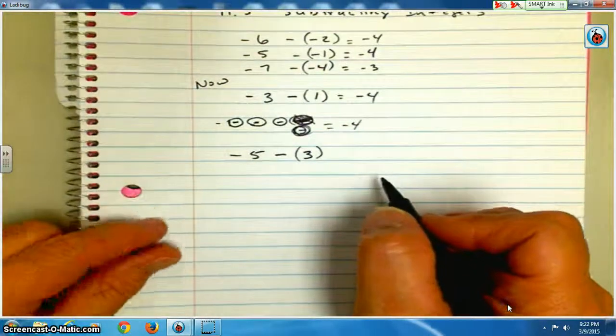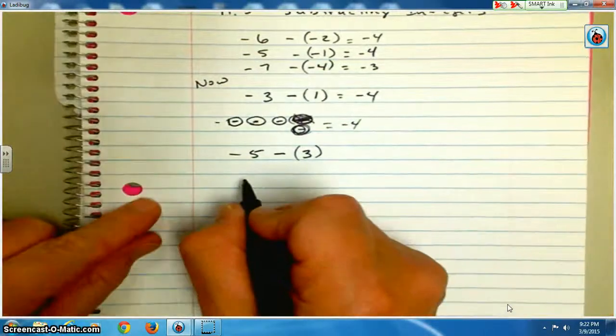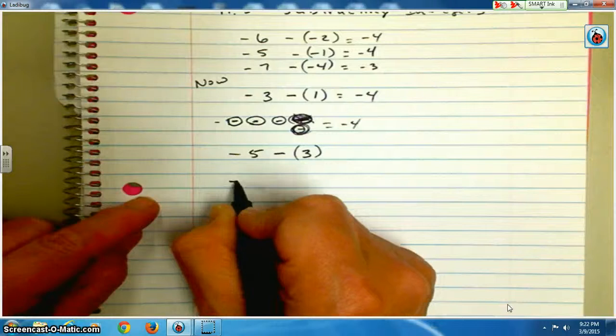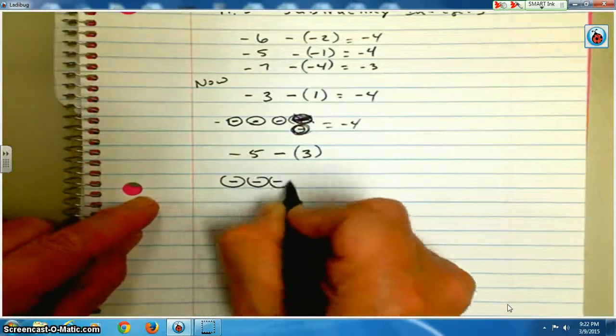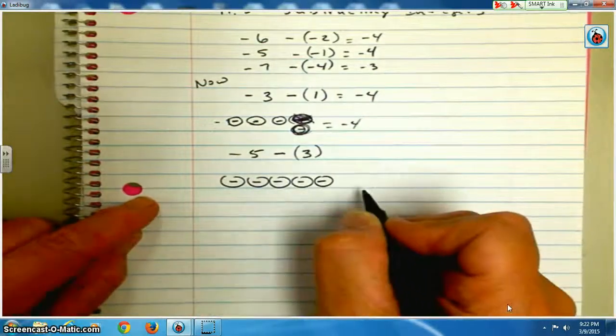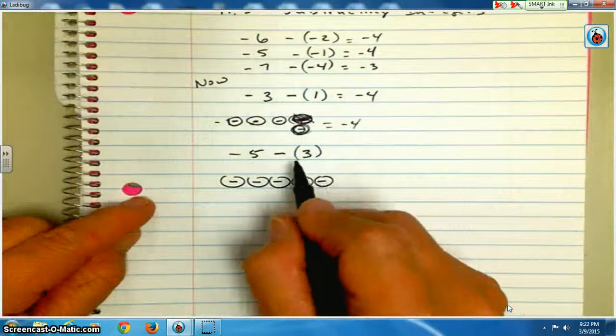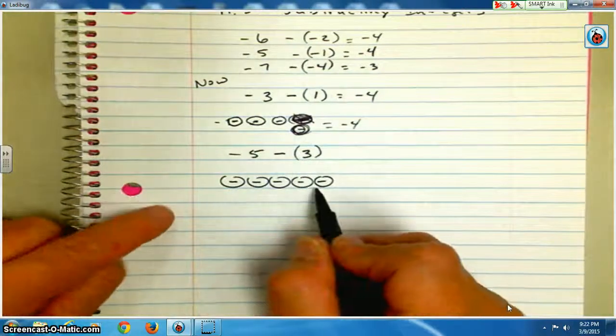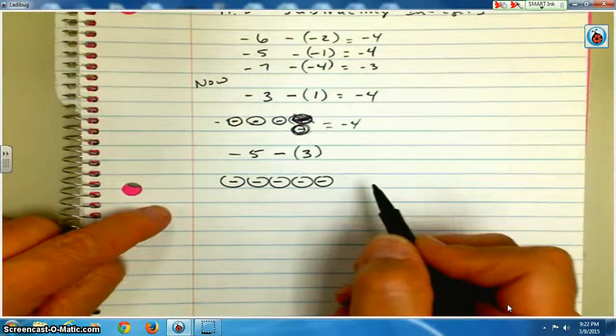Now, if you don't have the chips, that's not a big deal, so we'll just draw 5 negative chips. So then 1, 2, 3, 4, and 5. And we want to subtract a positive 3. Well, we don't have any positive chips to subtract, so we have to add 3.